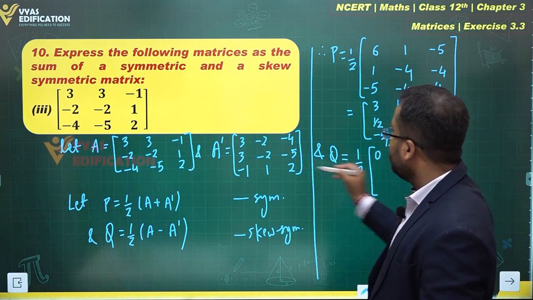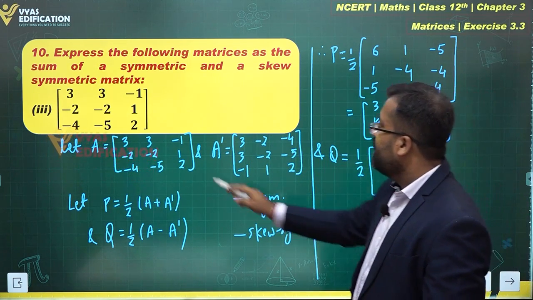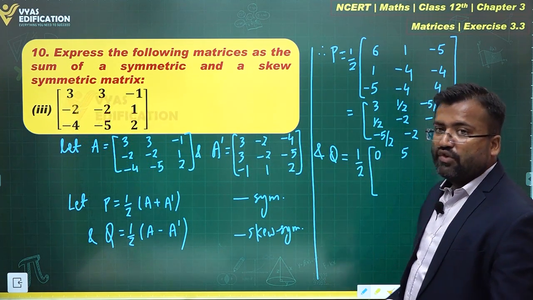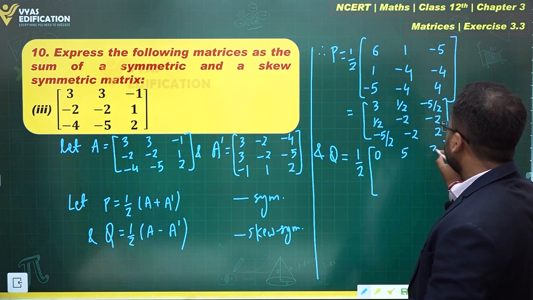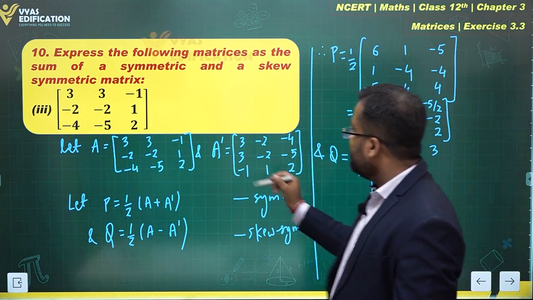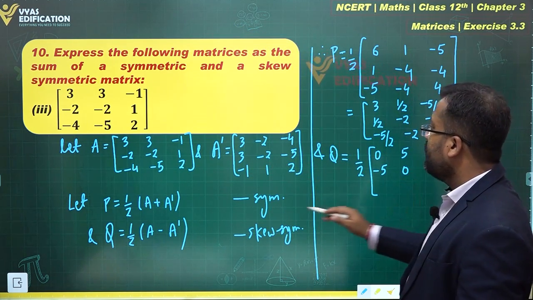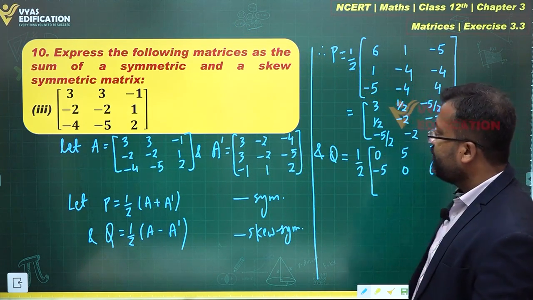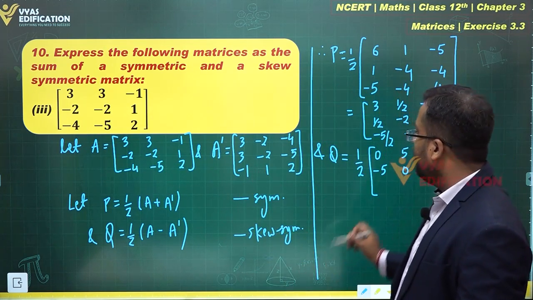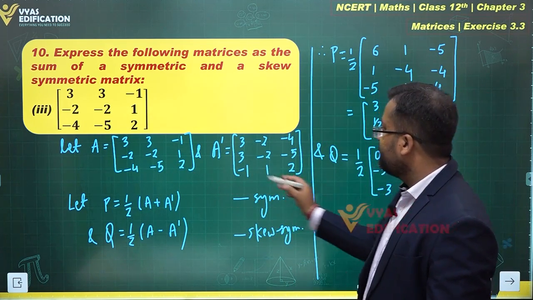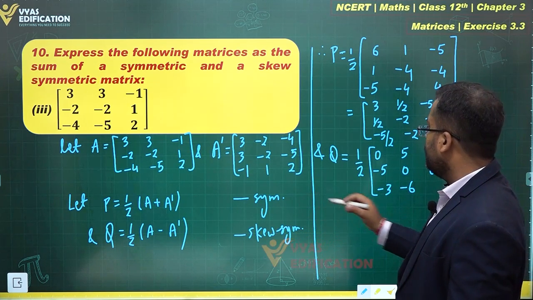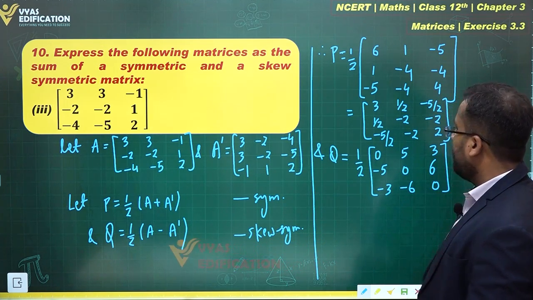3 minus 3 is 0. 3 minus of minus 2 is 5. Minus 1 minus of minus 4, that is minus 1 plus 4, which is 3. Minus 2 minus of 3 is minus 5. Minus 2 minus of minus 2 is 0. 1 minus of minus 5 is 6. Next, minus 4 plus 1 is minus 3. Minus 5 minus 1 is minus 6, and 2 minus 2 is simply 0. This is what I have.